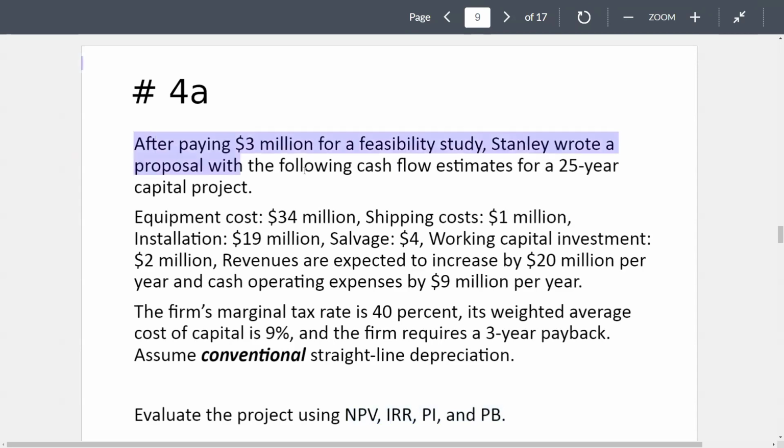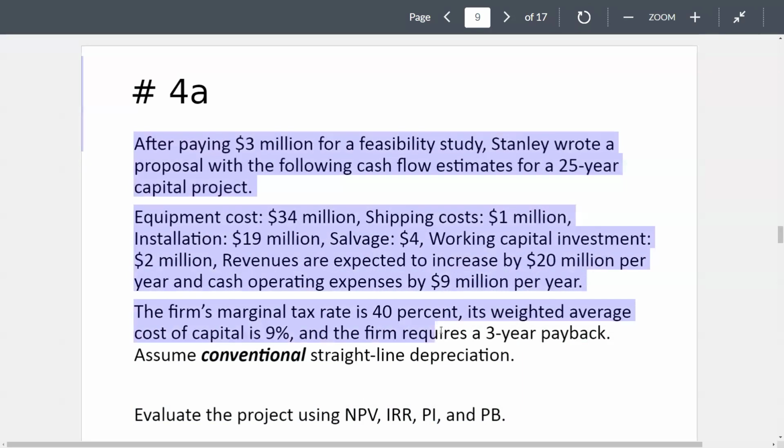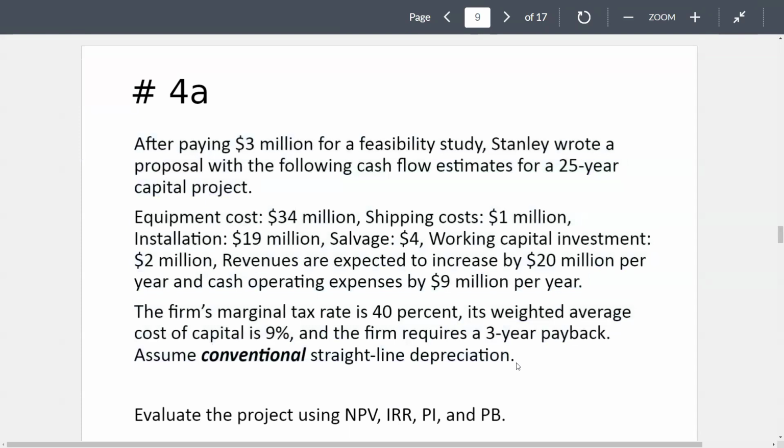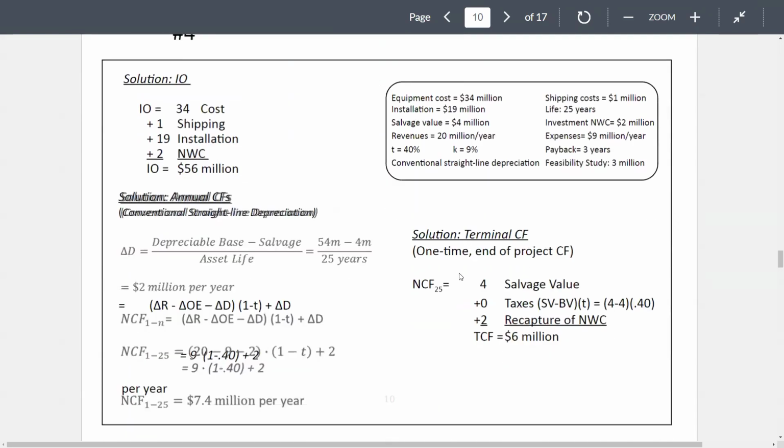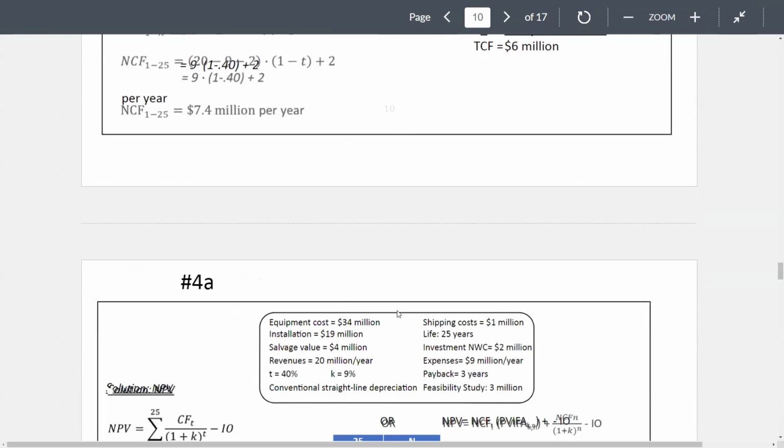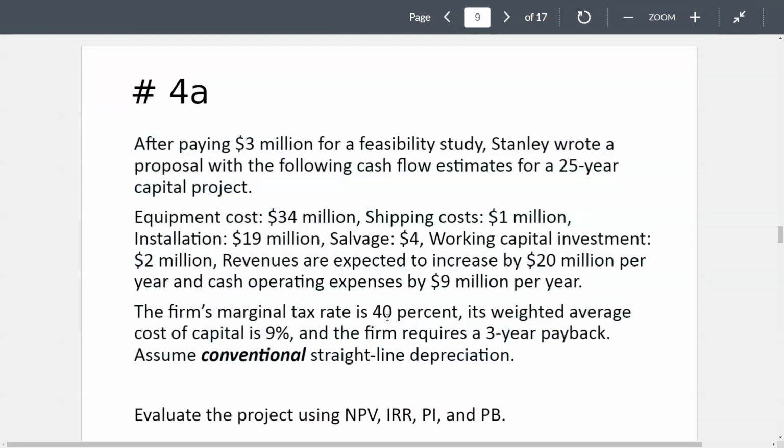Really identifying what is the initial outlay, what is the net cash flow, and what is the terminal cash flow could be confusing. However, I try to do the best I can in the videos as well. But we could go through this problem just to give you a thought of how I'm thinking when I'm doing it.